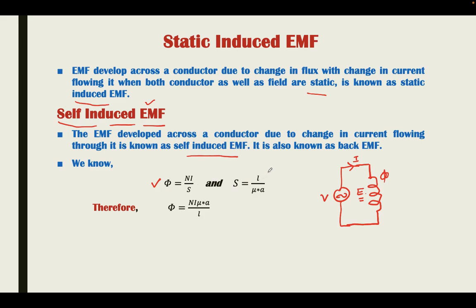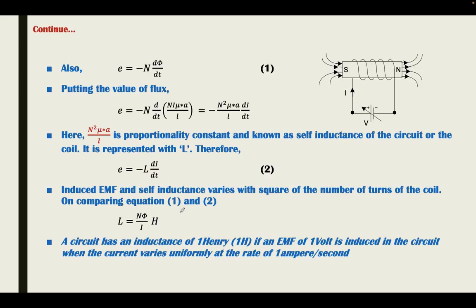Now S is equal to L upon mu A, where L is the length of the conductor, mu is the property of the material or permeability, and A is the cross-sectional area of the conductor. Putting the value of S in this equation, we can easily find out the magnitude of phi. Now according to Lenz's law, the EMF developed across a conductor is given by minus N d phi by dt. Here d phi by dt is the rate of change of flux linkage, where N is the number of turns.